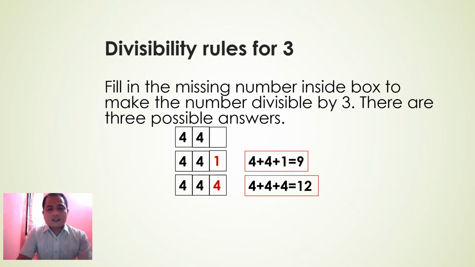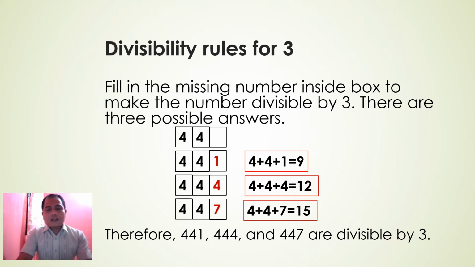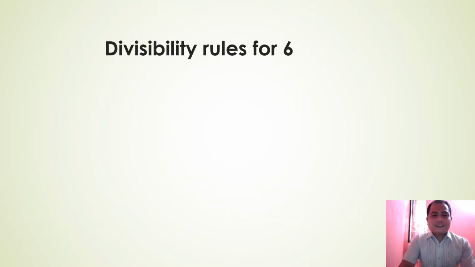One more answer, that is 7. 4 plus 4 plus 7 is 15. So meaning 441 and 444 and 447 are divisible by 3. Did you get it right?